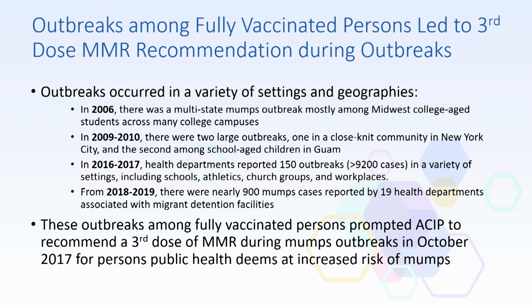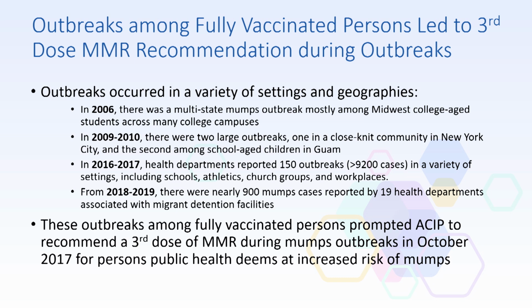There have been very few cases of mumps since the onset of the COVID-19 pandemic. Outbreaks have occurred in a variety of settings and geographies. In 2006, there was a multi-state mumps outbreak among Midwest college-age students across many campuses. In 2009 to 2010, there were 2 large outbreaks, one in a close-knit community in New York City, and the second among school-aged children in Guam.